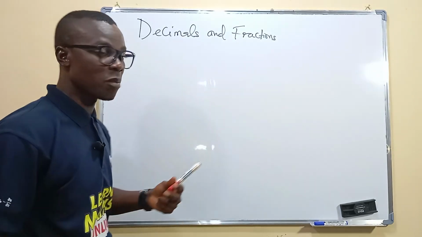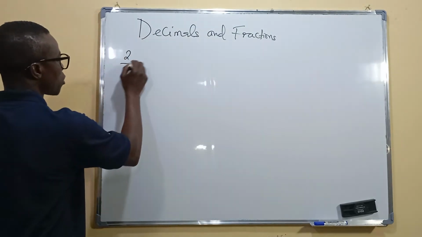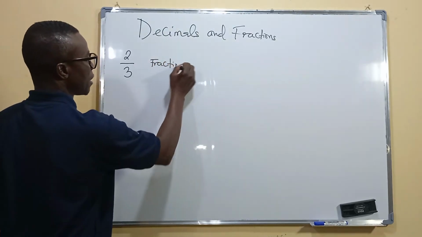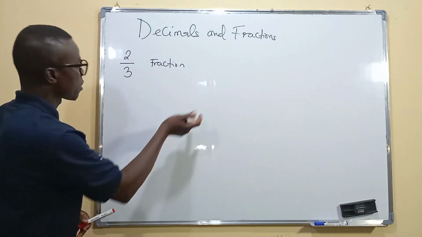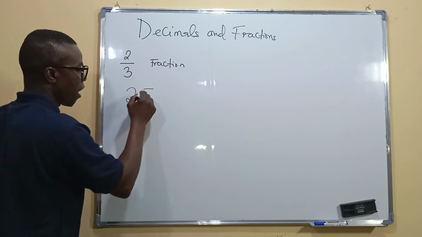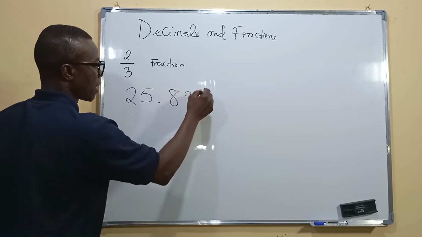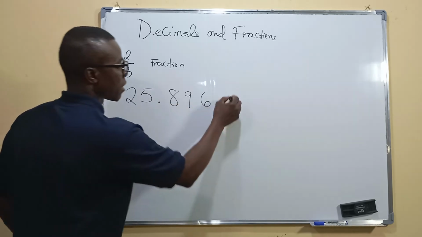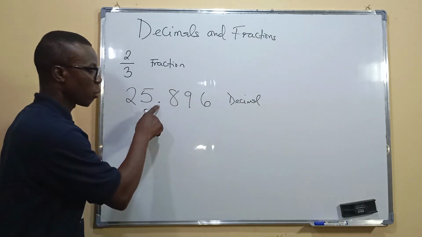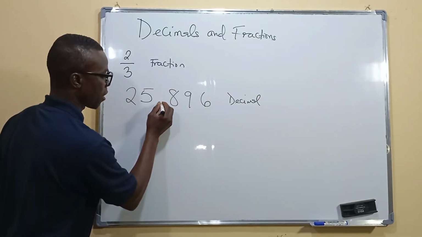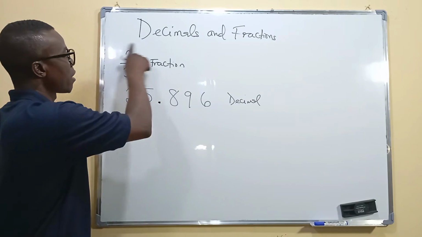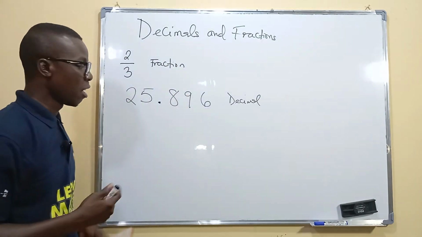So you must have seen something like this. Let's say we have 2 over 3. Now this is a fraction. We have various types, of course. Now, you must have seen numbers like this again. So let's say 25.896. Now, a number like this is called a decimal. How do we identify decimals? With a point. You only see a point there. So such numbers like this are called decimals, while something like this are referred to as fractions.